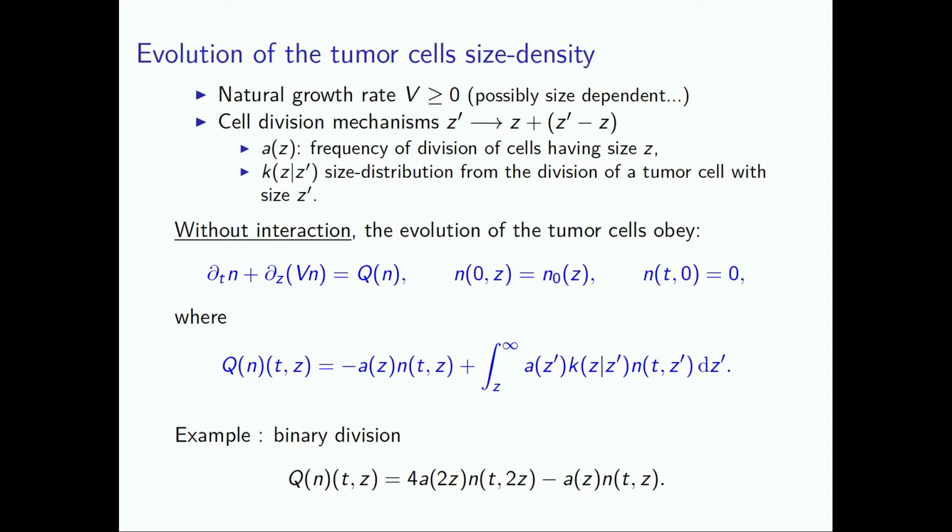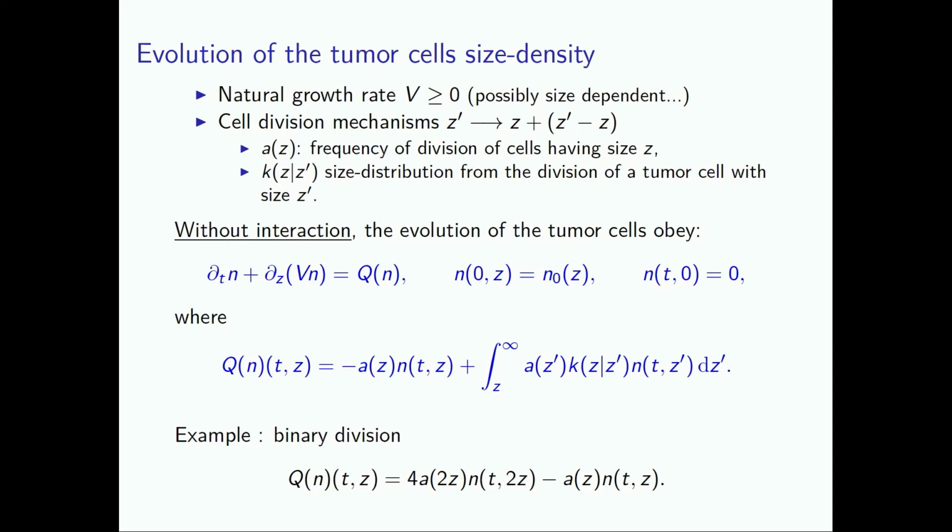So here you make the balance. You are counting the cells having a size z after the division. You are losing cells with a size z because they divide. This is the meaning of this loss term here. And you are gaining cells with a size z because of the division of cells having a larger size. This is the meaning of this integral that starts from z as a lower bound of the integral.